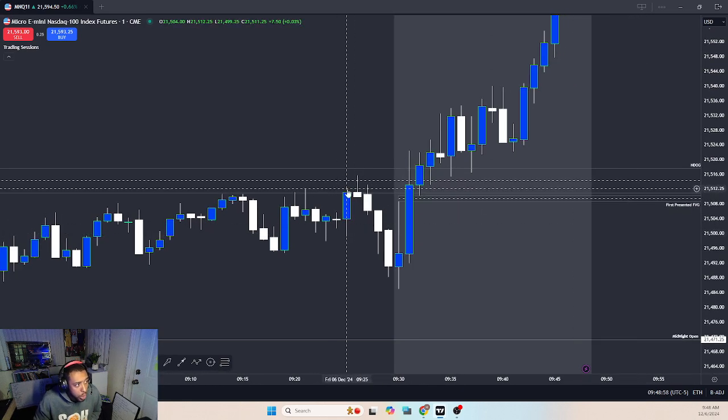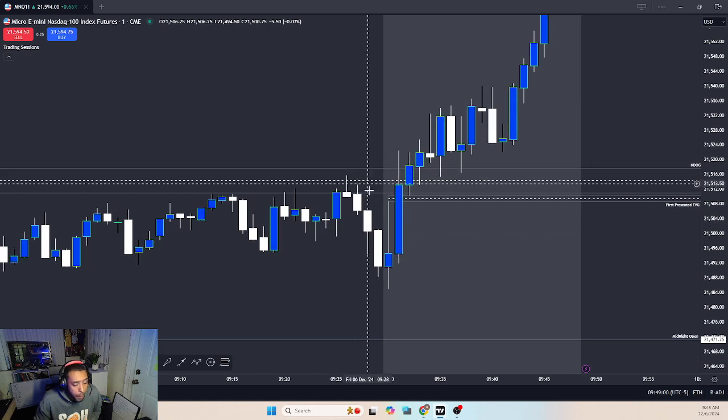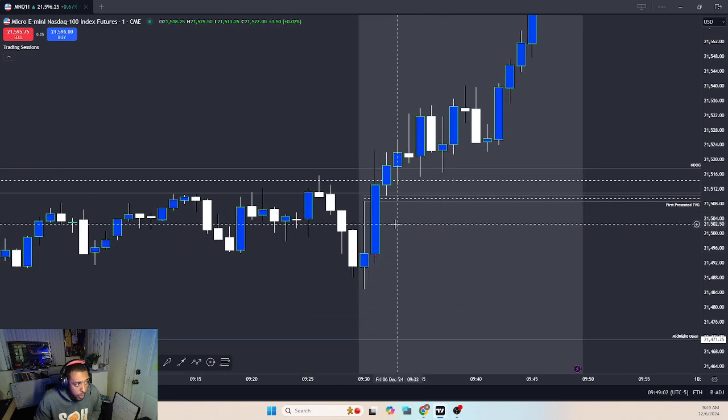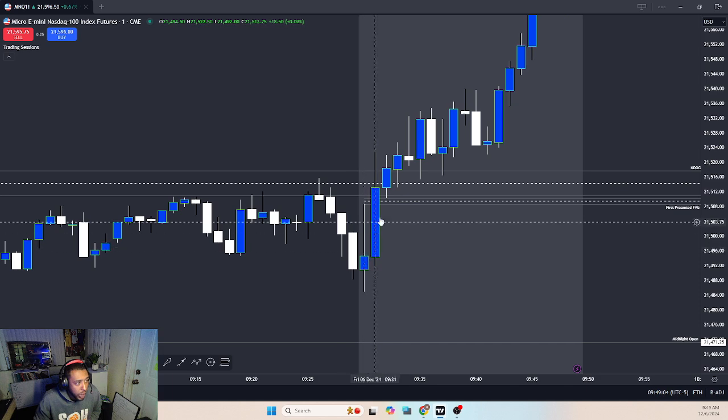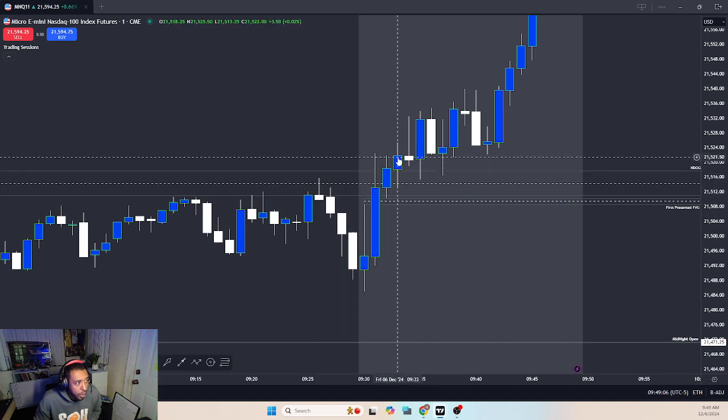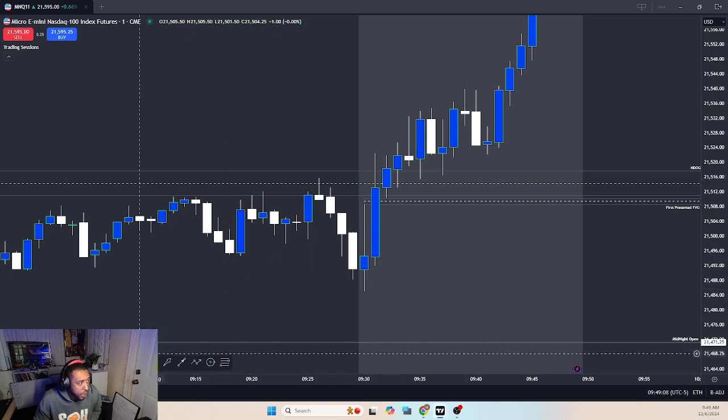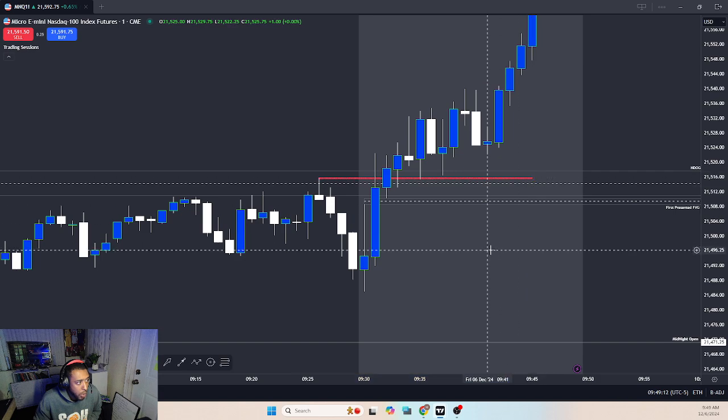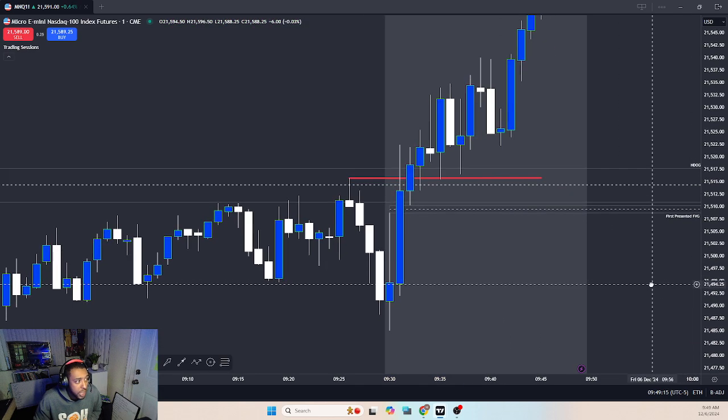So look, you have 1, 2, 3, 4 bearish candles right before market open, right? And then we get an aggressive close above this zone right here at market open, correct? So now, this is the start of the order block. Where is the most sensitive part of the order block?